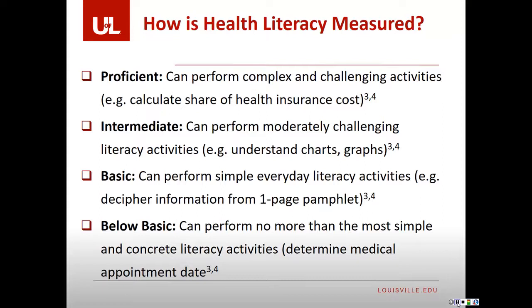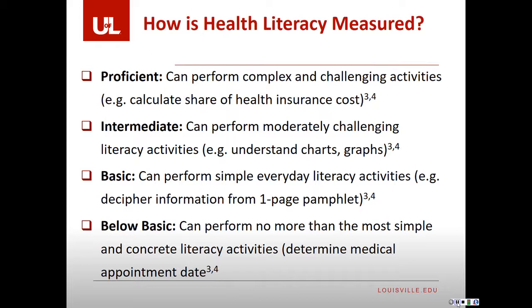Depending on individuals' performance on these tasks, participants were classified as having below basic, basic, intermediate, or proficient health literacy. At the proficient level, individuals could perform complex and challenging activities. Individuals with proficient health literacy could calculate their share of health insurance costs, and they could make sense of complex documents. This is the ideal level considering the complexity of our health care system.